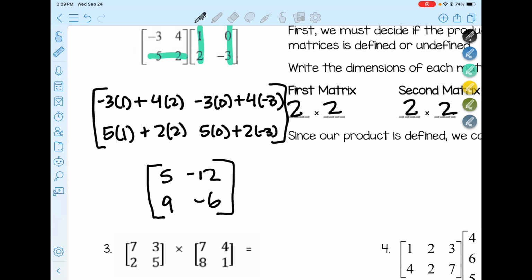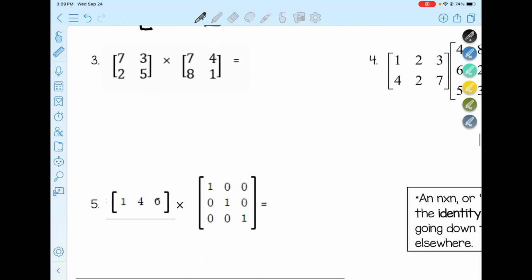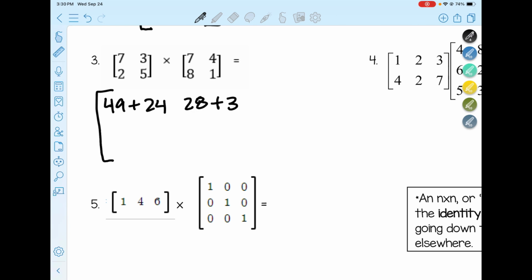So let's go ahead and look at this next one. If we're looking at this, we can see that these are both 2 by 2's, so they can be multiplied and they'll result in a 2 by 2 matrix. So we can go ahead and start multiplying these. So I'm going to go first row times first column, which gets me 7 times 7, which is 49, plus 3 times 8, which is 24. I'm going to keep the same row, but do the next column. So I'm going to go 7 times 4, which is 28, 3 times 1, which is 3.